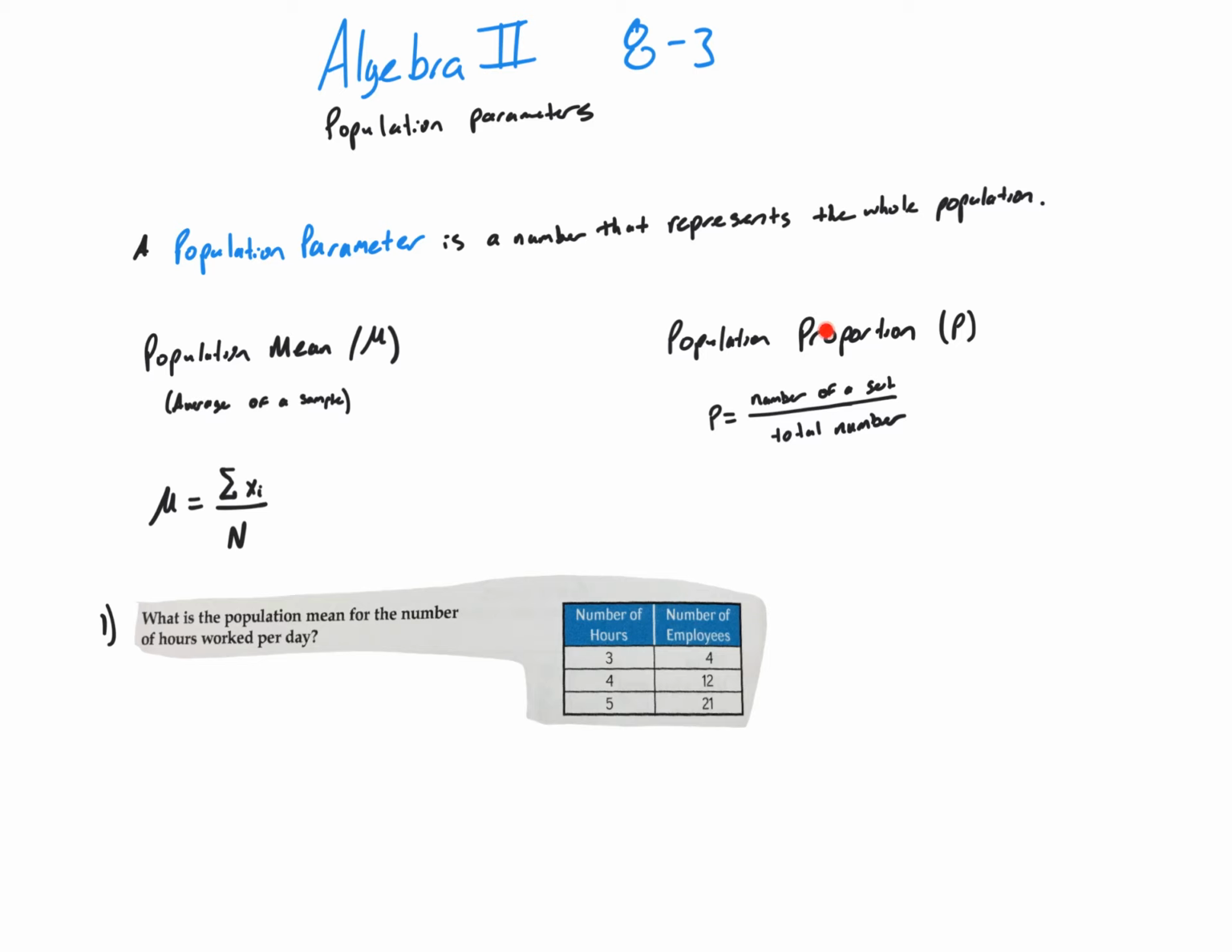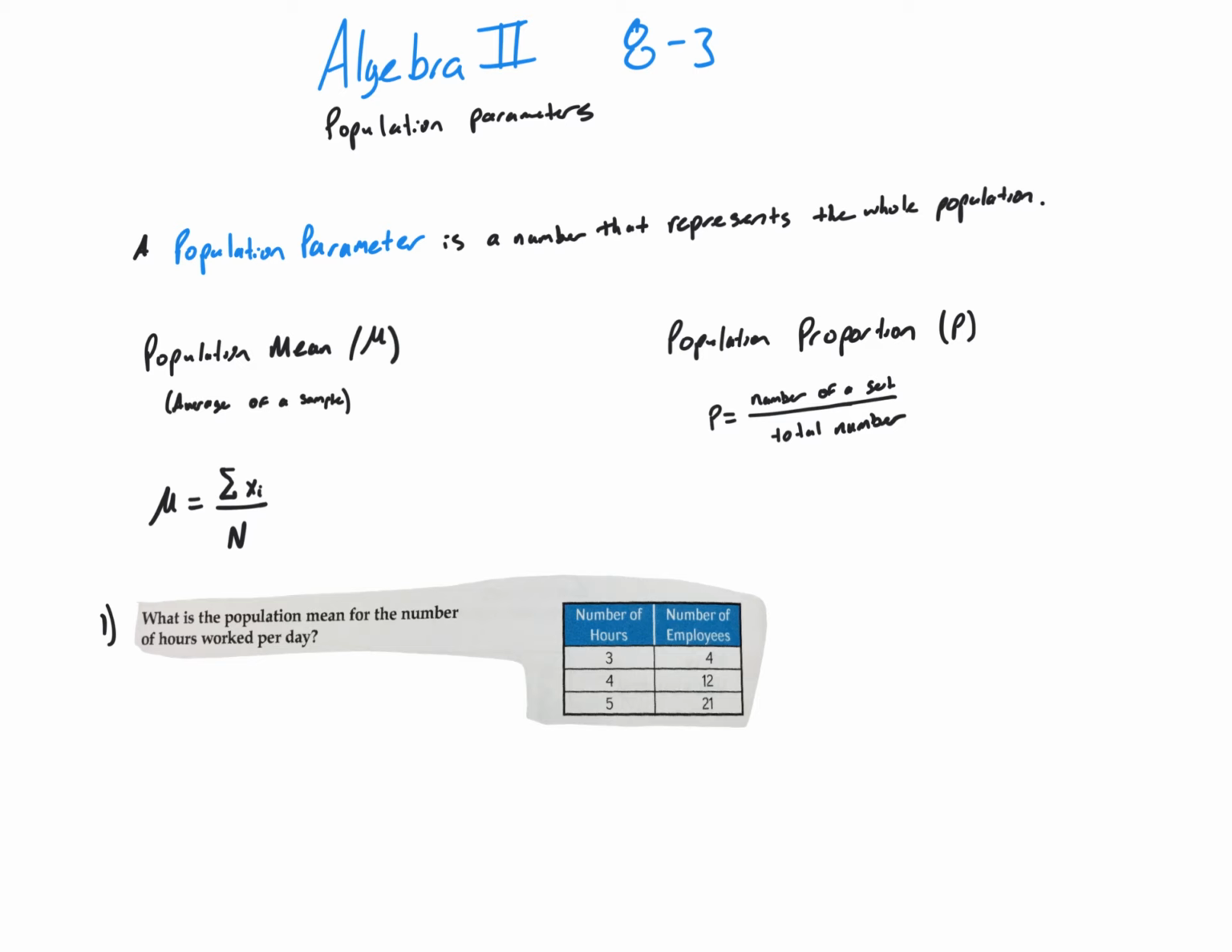And the other one is the population proportion. We just use the little letter P to represent that. No cool Greek letter for that one, unfortunately. And that's just the number of a set. So maybe you're talking about the number of people that have 5 kids or more divided by the total number of that. So let's go ahead and look at this here.